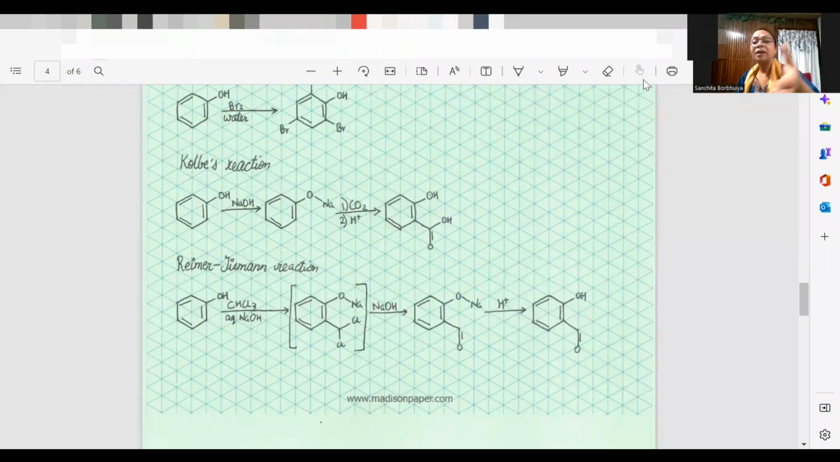So if you are inquisitive to know whether Friedel-Crafts alkylation and acylation is possible with phenol, yes, it is possible, but under very harsh and drastic conditions, which I will not discuss right now.